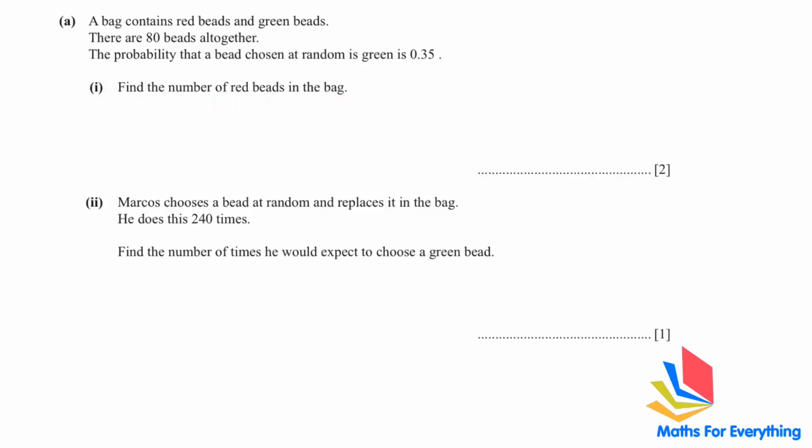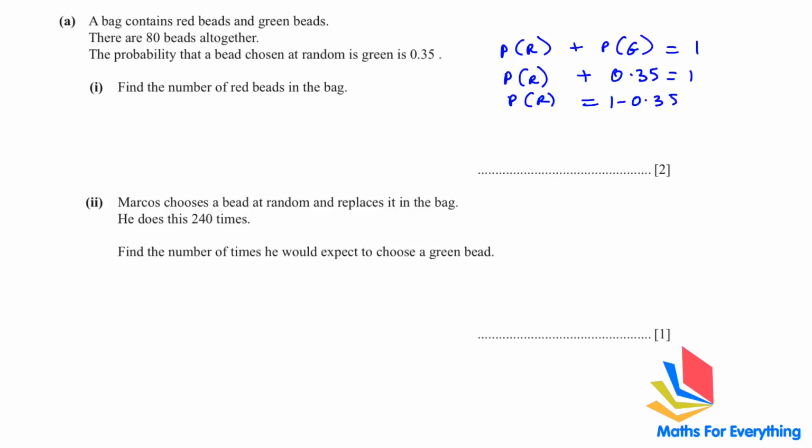So first, we know that the total probability is equal to 1. So the probability of red beads plus the probability of green beads is equal to 1. We have been given the green beads probability, which is 0.35. So what is the probability of the red beads? 1 minus 0.35, which is 0.65. So this is the probability of red beads.